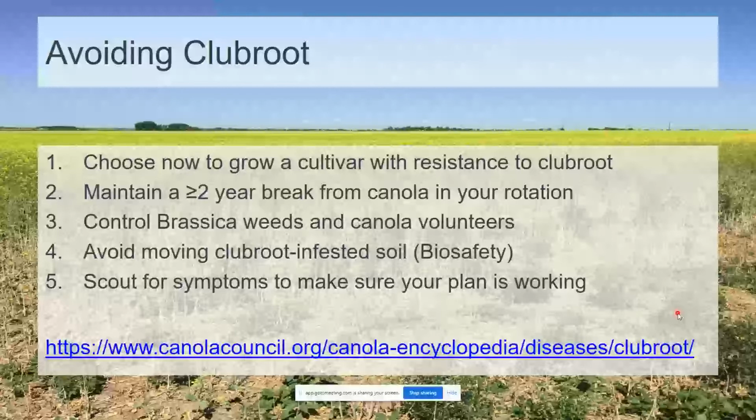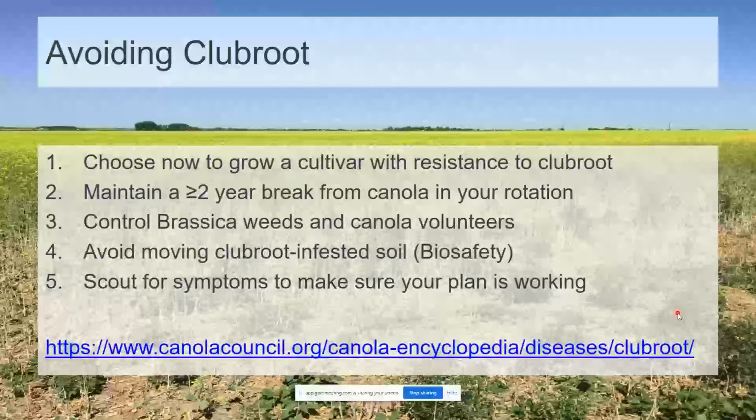Because let me ask you the question, how do you know when clubroot has been introduced to your farm? You don't know when that happens. You might not see the evidence of clubroot being introduced until 3, 4, 5, 6 years after it's been introduced. So you need to start now, because the risk is there.